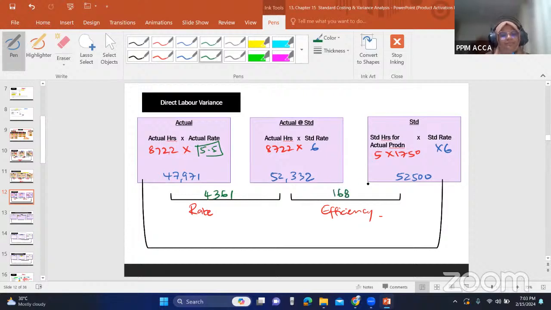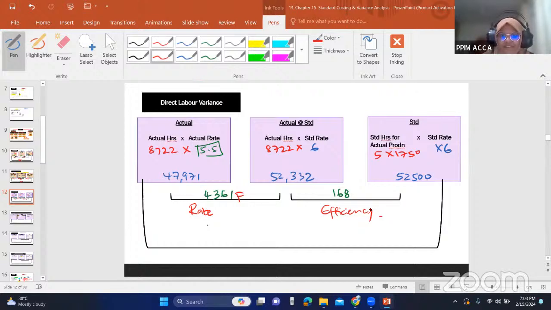Okay. Now, let's decide whether this is adverse or favorable. This box, when it comes to the rate variance, has a little bit of budget. So the second box is the budget. The first one is the actuals. I was supposed to spend 52,332. I have spent less. Spending less is always a good thing. So this is a favorable variance.